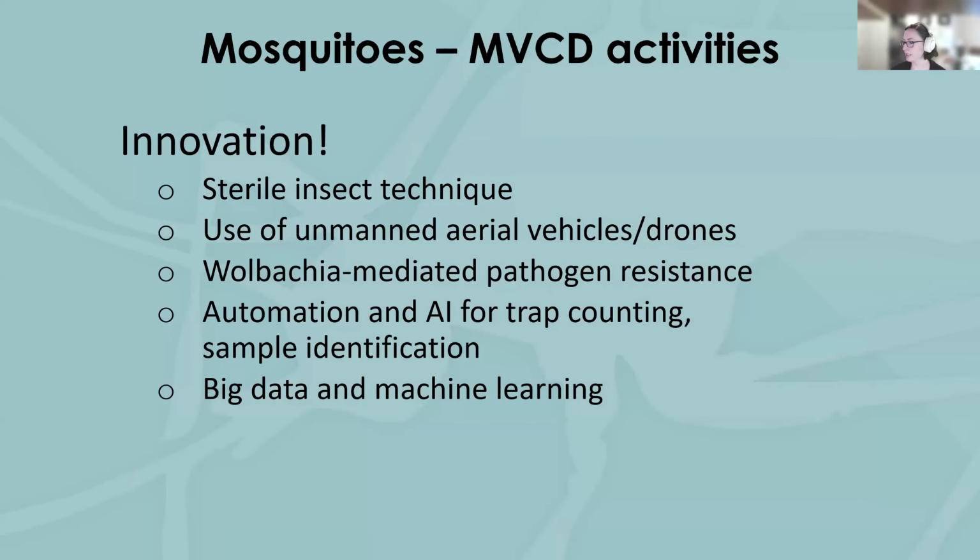I wanted to take a quick minute to talk about innovation. Mosquito and vector control districts, particularly in California, really try to stay on the cutting edge and are always looking for new and better ways to do their jobs. So there's things like sterile insect technique, the use of UAVs or drones, pathogen-resistant mosquitoes, automation and artificial intelligence, and big data and machine learning that are very much a part of mosquito control. And I'm pleased to say that California really is on the cutting edge of investigating and trying to adopt some of these newer technologies.